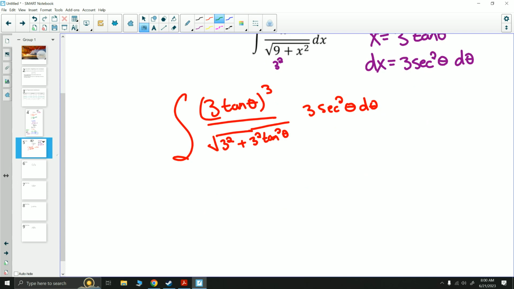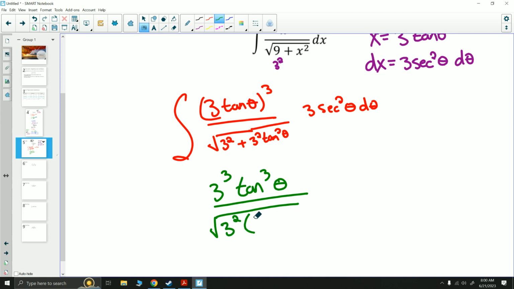Now we're going to clean this up a little bit. I'm just going to write it as 3 cubed to save my life in case this gets worse. So we have 3 cubed tangent cubed theta over the square root. Now, 3 squared is in both of these, so I'm going to factor that out. If I pull out a 3 squared, I have 1 plus tangent squared theta. And here we have a 3, so I'm going to put this 3 with this 3. So it's a 3 to the 4th now, secant squared theta d theta.